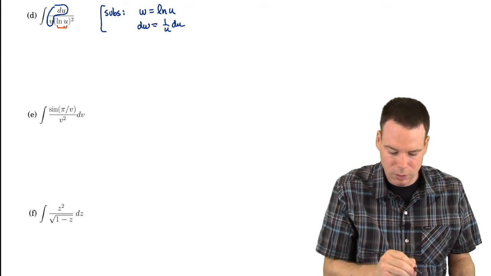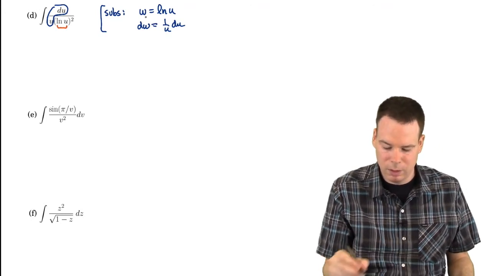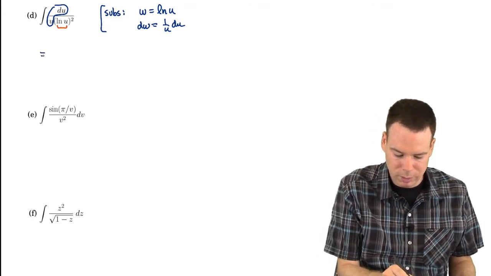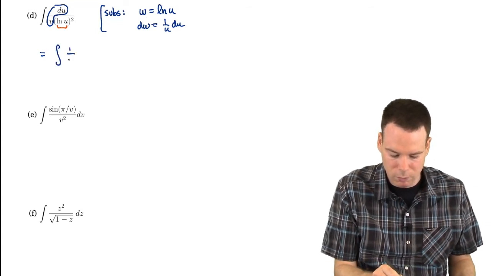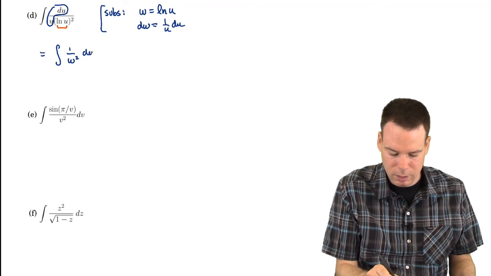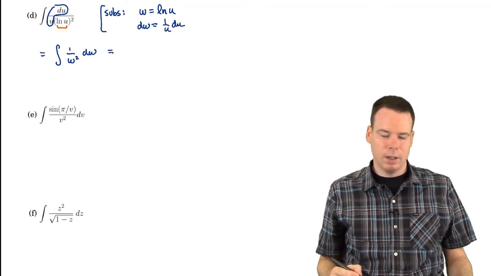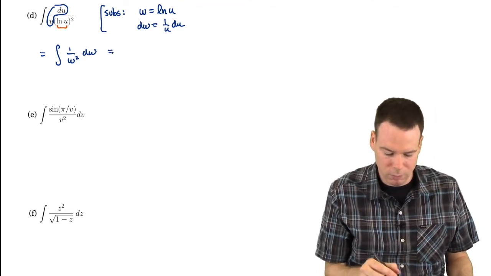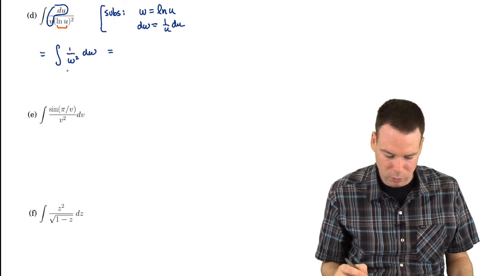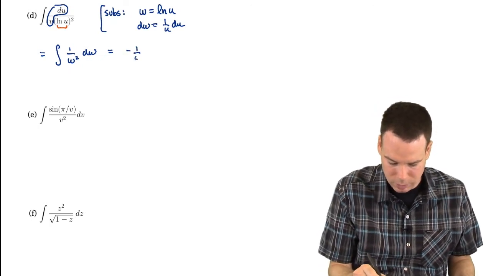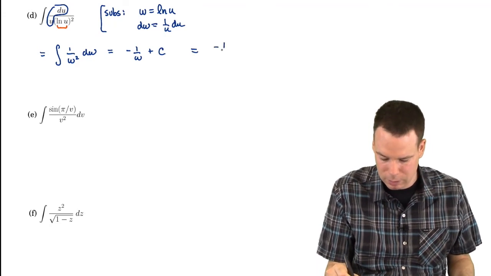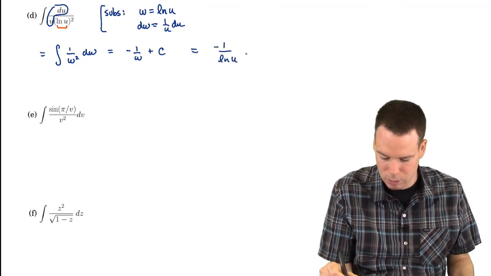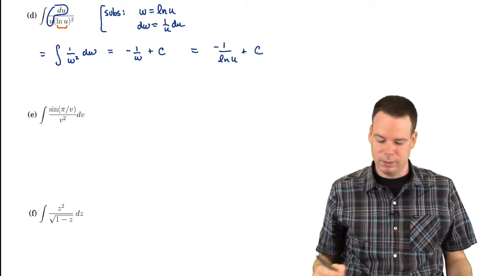There's this ln of u, which I can replace with w. And so everything gets replaced, and the integral then becomes 1 over w squared dw. And now I can go to work on this antiderivative. What's the antiderivative of 1 over w squared? That's negative 1 over w plus c. Plugging everything back in, we get negative 1 over ln of u plus c.